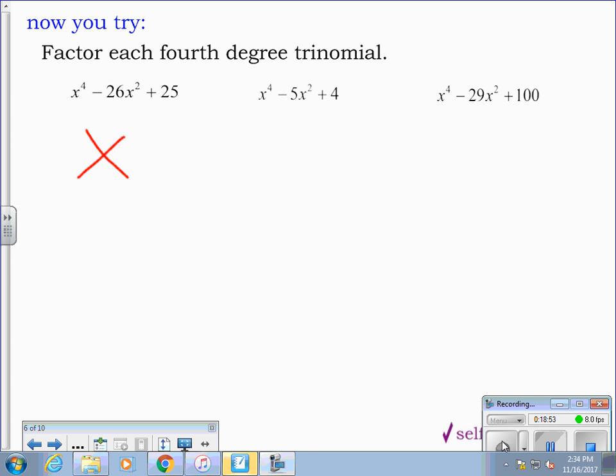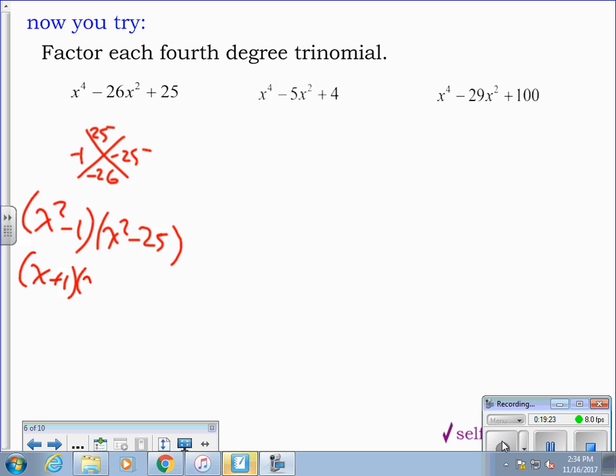Okay, so the first one, two numbers multiply to give me 25, add to give me negative 26. It's really easy when they're 1 apart. When it's 1 more, then it's 1 in the number, right? 26 is 1 more than 25. So I get negative 1 and negative 25. So I have x squared minus 1, x squared minus 25. And as we remember from previously, yes, 1 is a perfect square. So we get x plus 1, x minus 1. And 25 is 5 squared. So we get x plus 5, x minus 5.